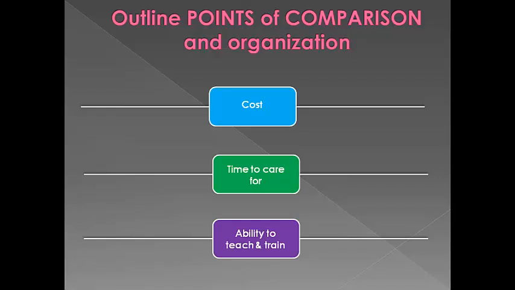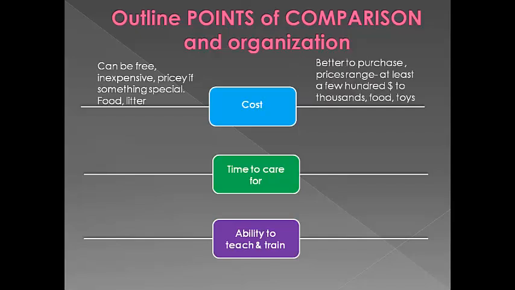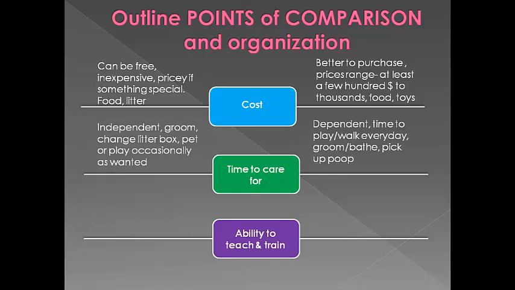And then we're going to remind ourselves of the information we have. So on the cost for the cat, it can be free, it can be inexpensive, it can be pricey if it's something special, and then of course we have the cost of food and litter. On the side for the dog, it is better to purchase usually just for medical reasons. So the prices range. It can be a few hundred dollars all the way to thousands of dollars. And then of course we have money for food and toys. Now for time to care, we have information for the cat and we have information for the dog. And then we move on to ability to teach and train, and we have, again, information for the cat and information for the dog.